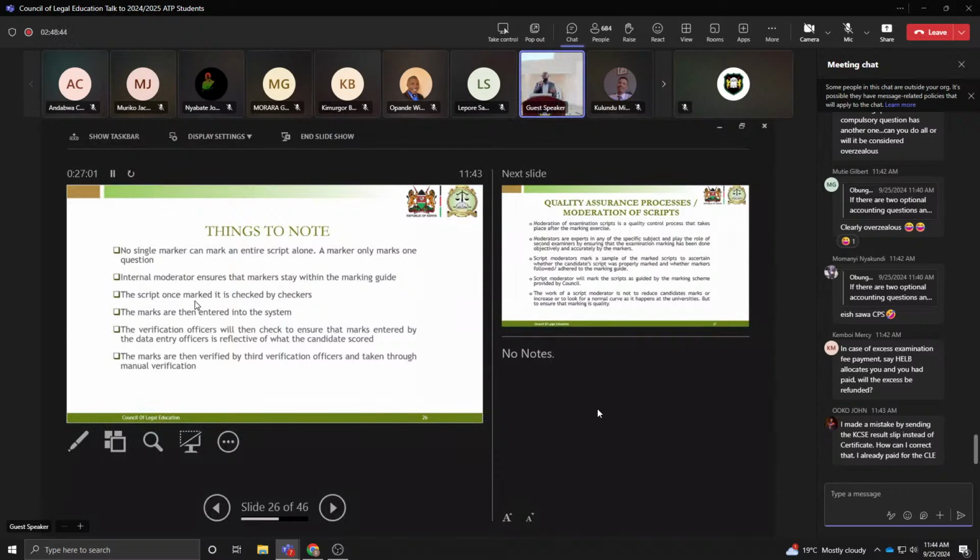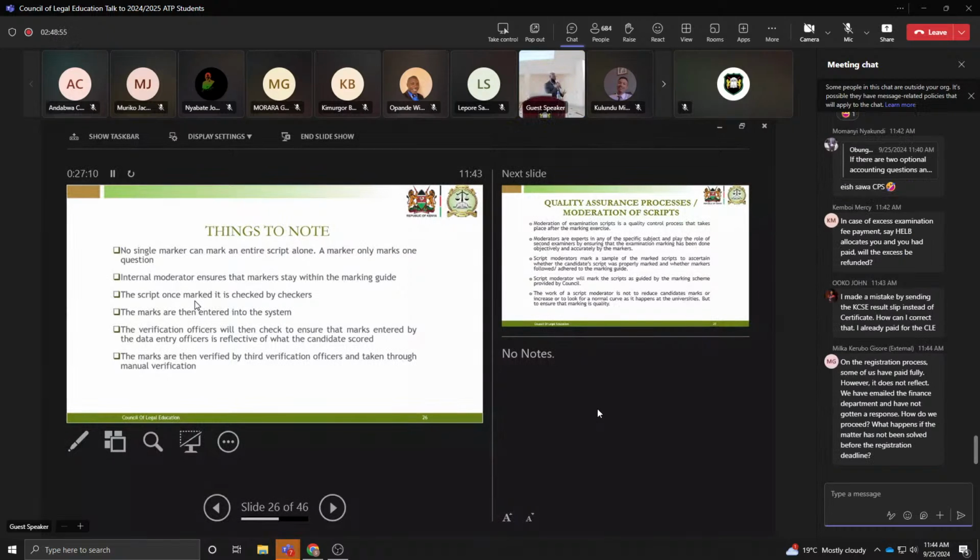Now, once the script has been marked, the marker returns those scripts to council. Now, council have staff who are checkers. The work of a checker is to go through the entire script and ensure, one, that the script is marked. Is that okay? All paragraphs are marked.